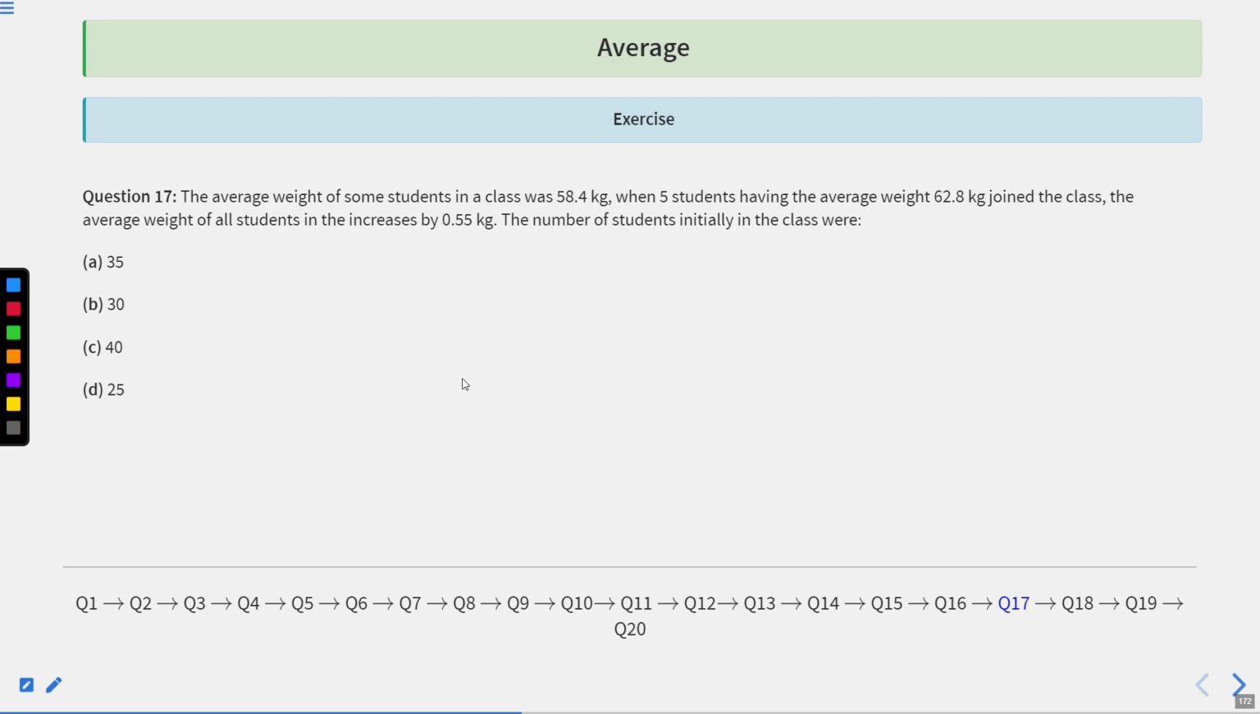Moving on to problem number 17. The average weight of some students in the class was 58.4 kg. So we have some n number of students that is unknown to us, and their average weight was 58.4 kg. Now 5 more students whose average weight is 62.8 kg joined the class, and the average weight of all the students increases by 0.55 kg. Then we are interested in finding the number of students initially in the class.